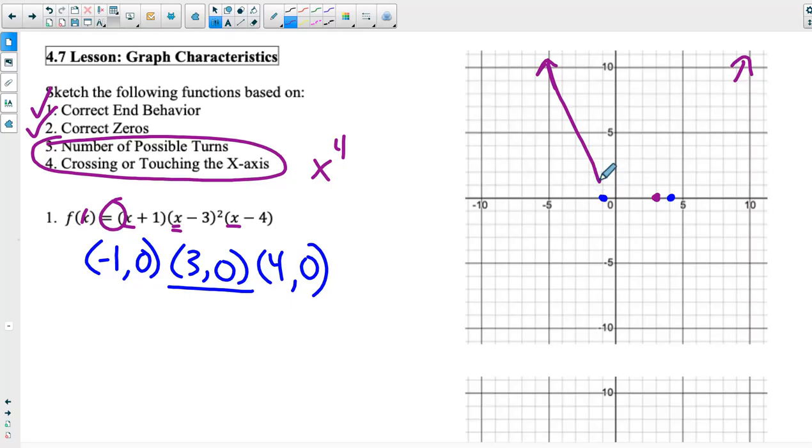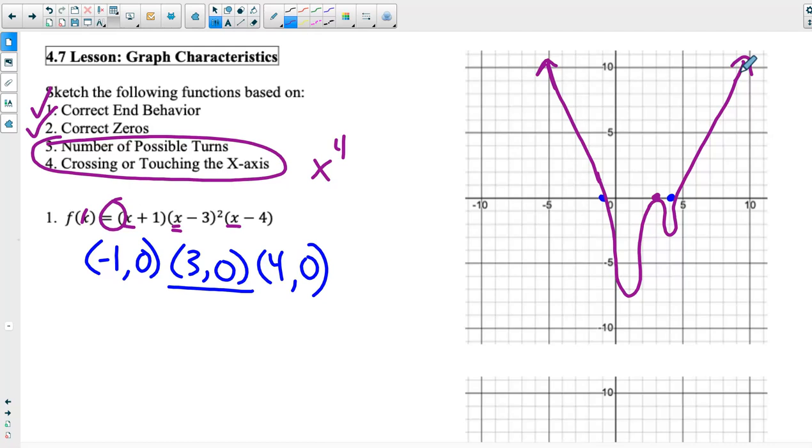I got 2 answers. What am I doing? I'm crossing because this one is not our bounce. So I cross and I turn. What am I doing here? I'm going to bounce because it's my double root. And then I turn. This is really tight. It doesn't look the greatest, but that's what it is. So that's our function.